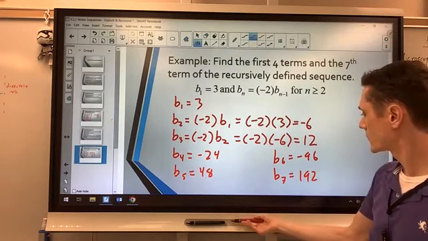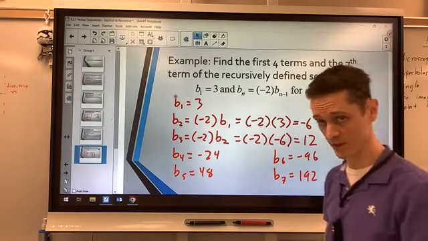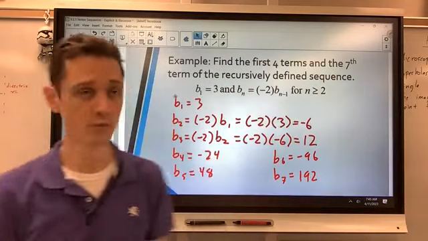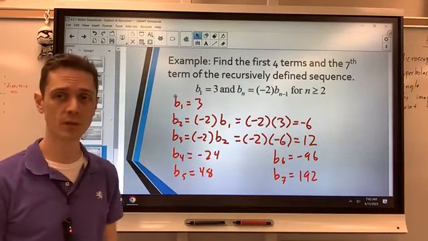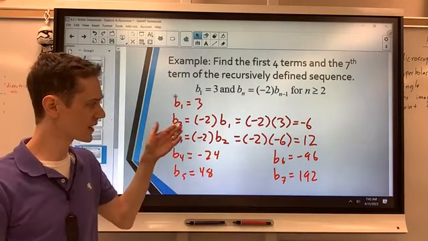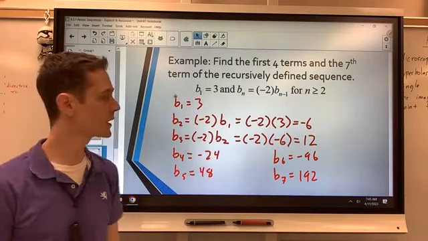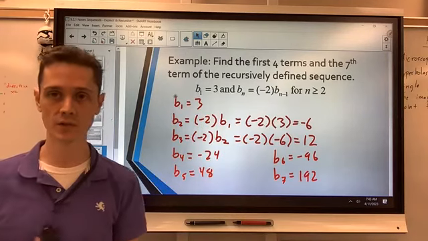So that is the pattern for dealing with both an explicit and a recursive sequence. So remember, explicit ones you can skip ahead. You just plug in the n value for the term you're looking for. And for recursive sequences, you have to go through in order and find all the terms leading up to the last one that they've asked you for. So that's it for the lesson on explicit and recursive sequences.